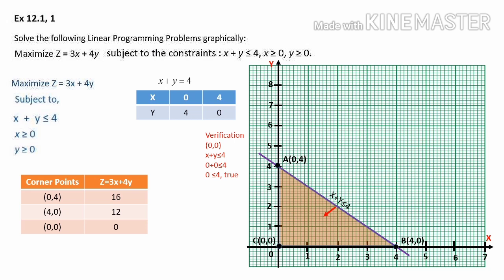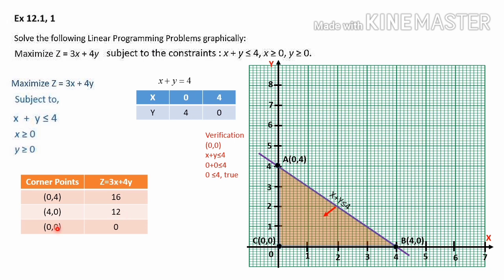Then this (0, 4): x value is 0, y value is 4. You have to substitute in this equation. So in the first point (0, 4), when you substitute x as 0, y as 4, you will get 3 into 0, that is 0, plus 4 into 4, that is 16. Second point is (4, 0). Just replace x and put 4, and y should be 0. So 3 into 4, 12, plus 4 into 0 is 0. So 3 into 4 is 12, 12 plus 0 is 12.